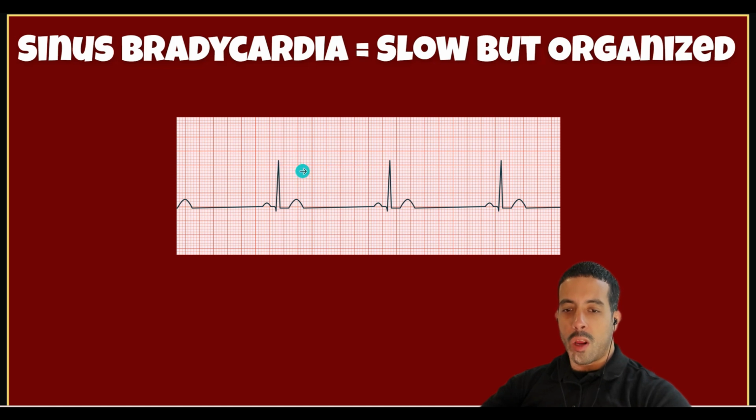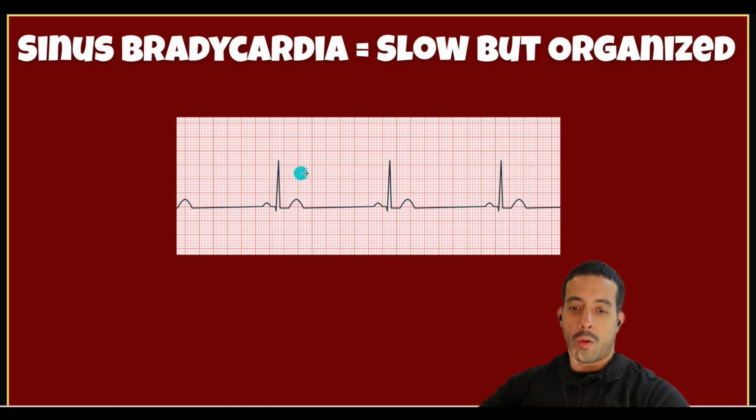If the R to R is only one box, then you can go ahead and think to yourself, the heart rate is around 300 beats per minute. If you have an R wave here and then here, only two boxes in between R waves, then you can go ahead and think that the heart rate is somewhere around 150. If there's three boxes, then you can deduce that the heart rate is around 100. If there's four boxes, 1, 2, 3, 4, then you could deduce that the heart rate is around 75 beats per minute.